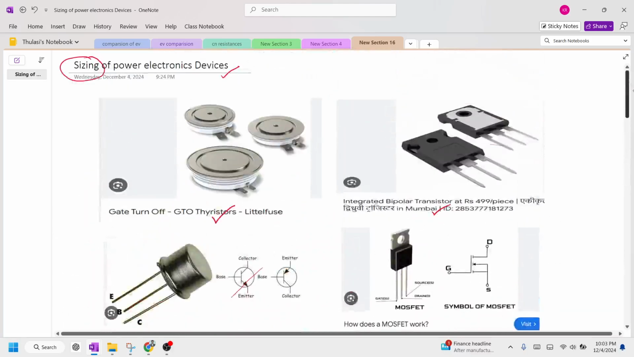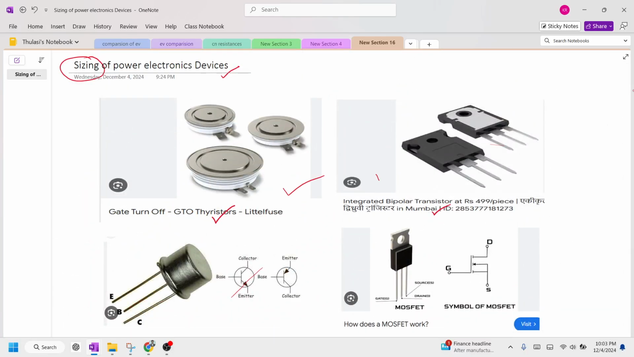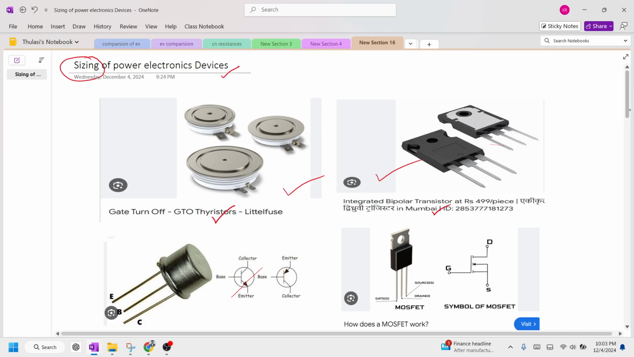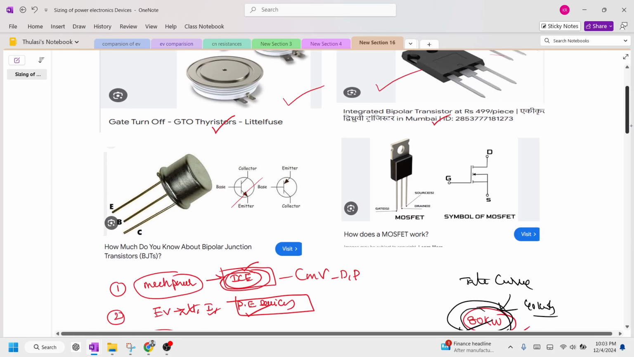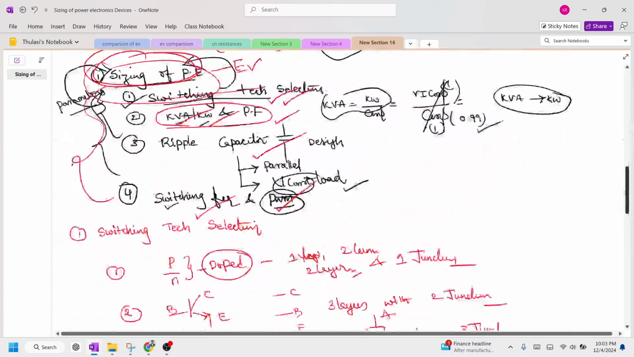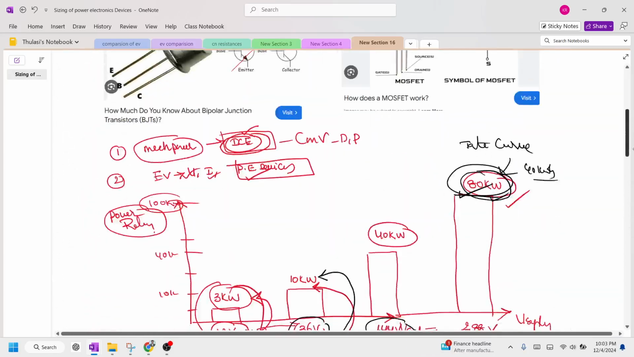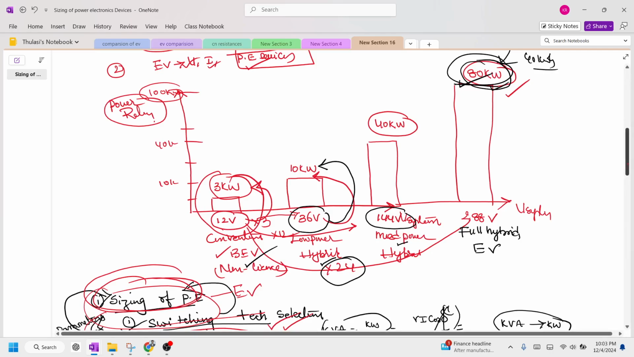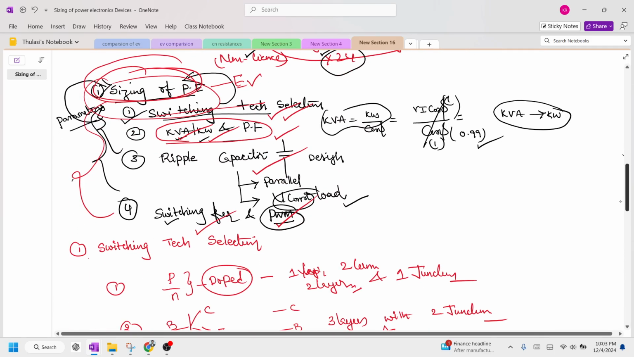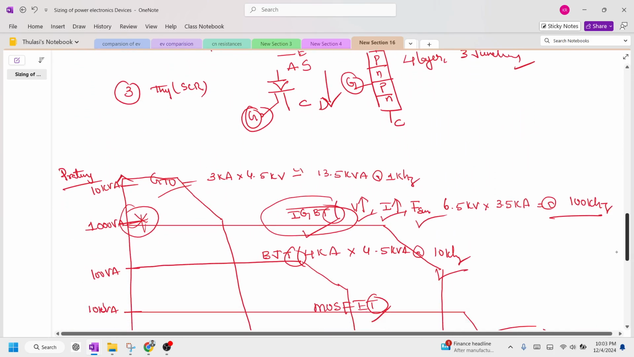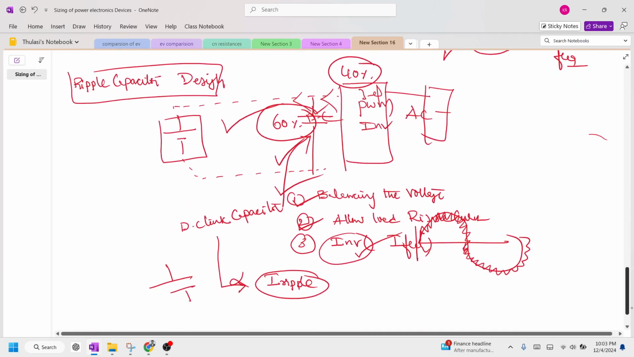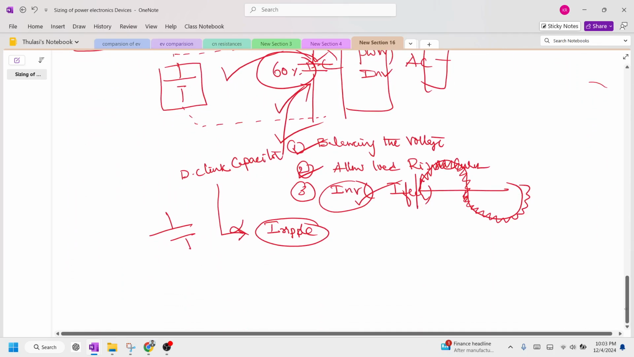What is the size of this GTO or IGBT, and what is the size of this bipolar junction transistor and MOSFET? This is all about how we understand the voltage ratings and power ratings, and how we understand the switching frequencies of different power electronic devices. All these are going to decide the size of the power electronic devices.